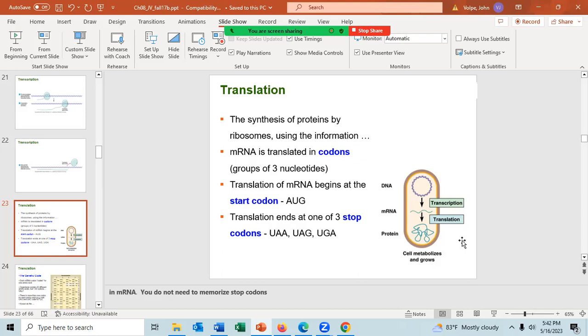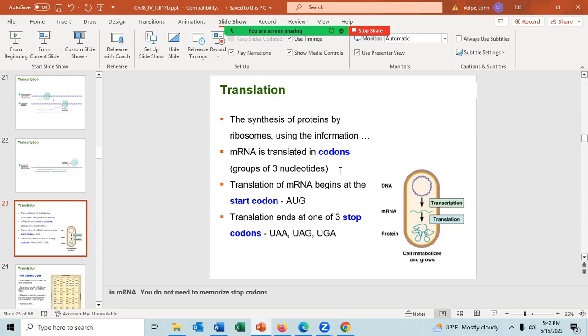So after RNA transcription, we then have protein translation. This is the synthesis of proteins by the ribosomes using the information encoded by the messenger RNA. So of the RNAs, only messenger RNA is translated into protein. The other RNAs are important in the translation process, meaning we use all three types of RNA, messenger RNA, rRNA, and then tRNA in protein translation. But it's the messenger RNA that encodes the information to make the protein.